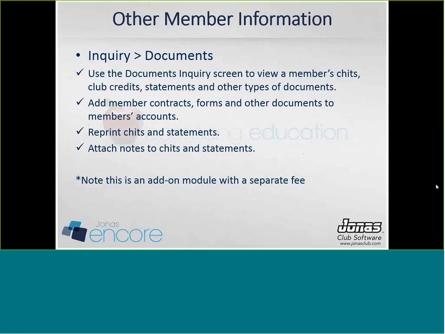The documents tab can be used to view a member's chits, club credits, statements, and other types of documents that at one point we would have printed from the system, so you can actually reprint them. You can also add member contracts, forms, and other documents to member accounts, so you could scan in and upload their member contract or their information for their file. Instead of having to keep a paper copy, you could scan that in, and it would be associated with that member's account. If you have leave of absence forms that they've filled out, you could scan and save them to the member file.